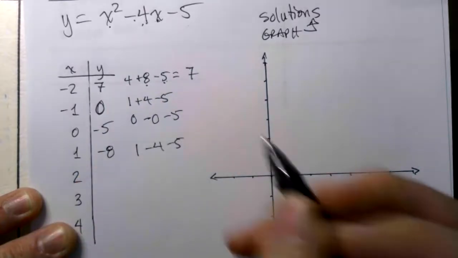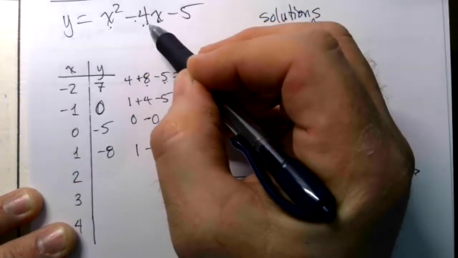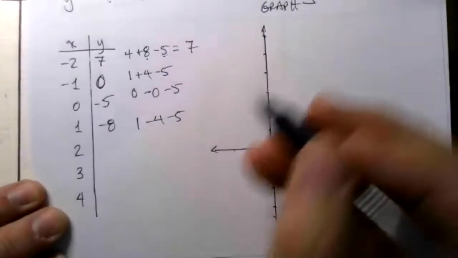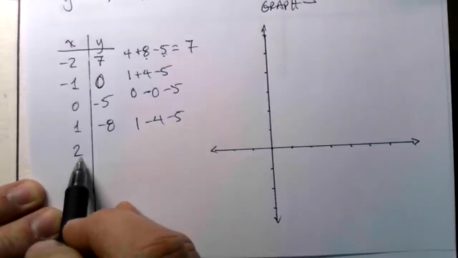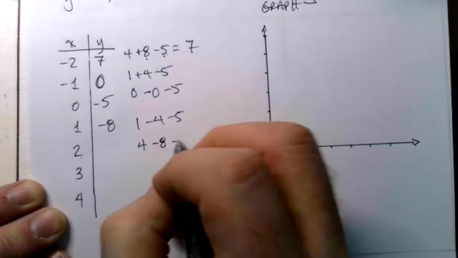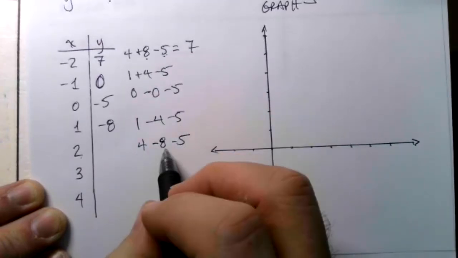Is that for real? 1 minus 4 times 1 is 4. So much for picking up the pace, right? Just wanted to make sure that that was right. 2 squared is 4. Minus 8 minus 5. So this is -9.